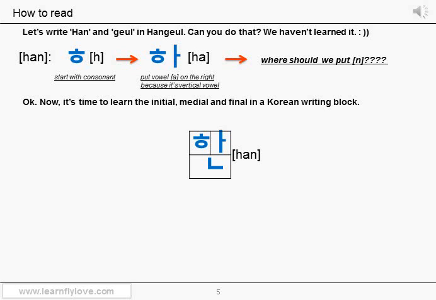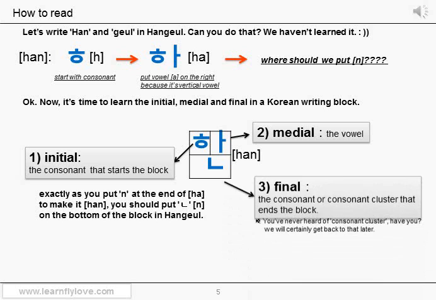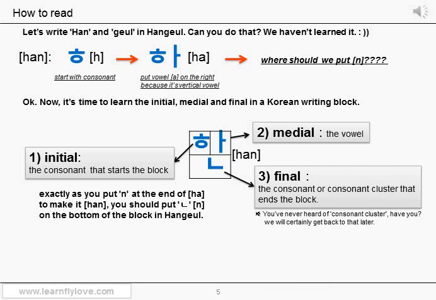Okay, now it's time to learn the initial, medial, and final in a Korean writing block. First, initial. Initial is the consonant that starts the block, and medial is the vowel part, not only vertically drawn vowels, but also horizontally drawn ones, and even compound vowels. They are all medial. And the final is the consonant or consonant cluster that ends the block.